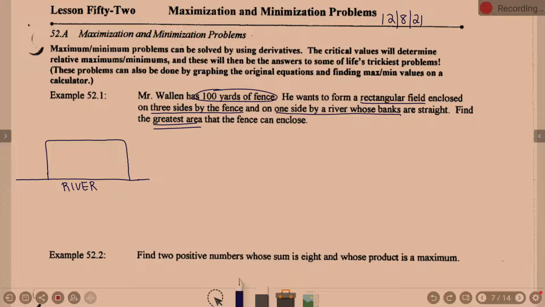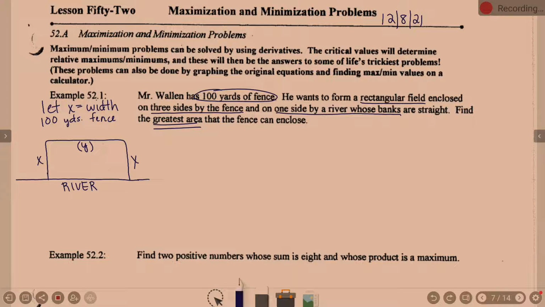So what I'm going to do is I'm going to use x for the width of this rectangle. I think I'll even write that up there. And then we also know that there are 100 yards of fence, correct? Now this other side, I'm going to call y for the moment.